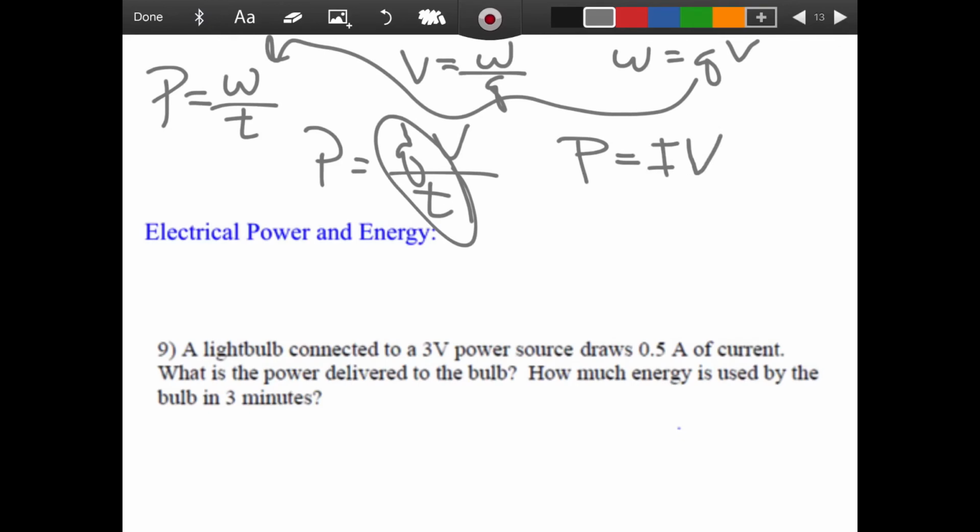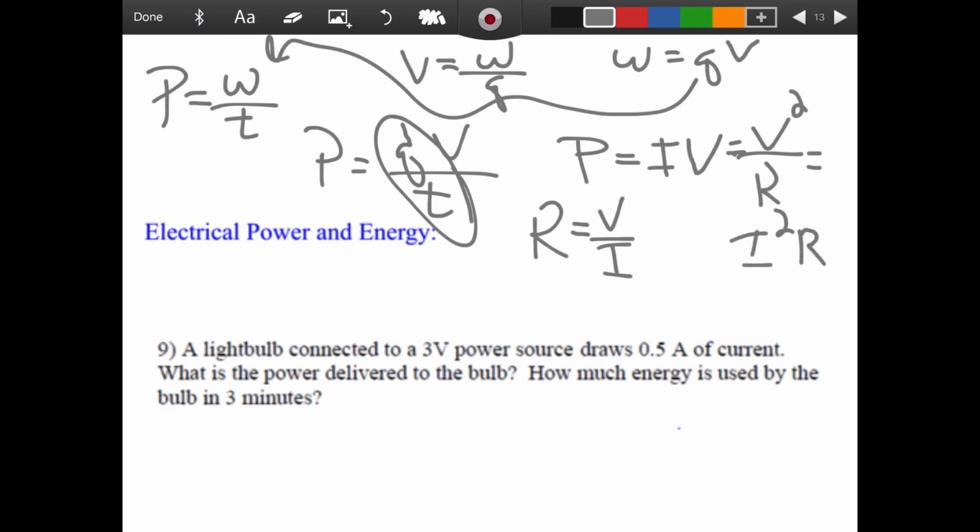So we get power equals I times V. And just by rearranging Ohm's law, again, which is R equals V over I, you can rearrange this a bunch of different ways, and plug in, and all of these are equivalent. So V squared over R. And lastly, if I could squeeze it in here, would be I squared times R.